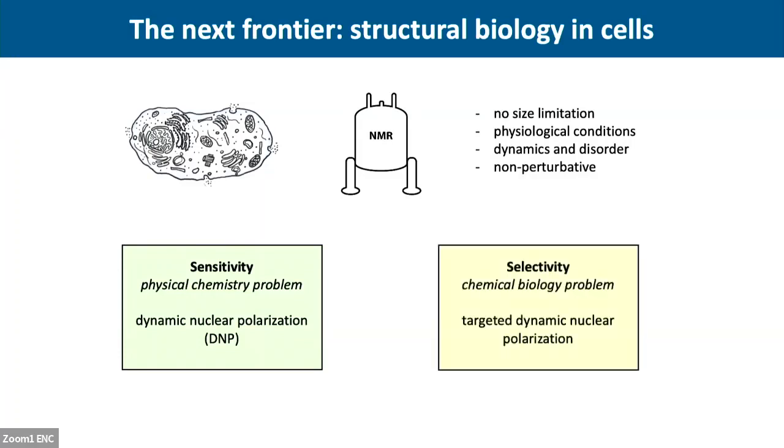On the other hand, the second S problem for in-cell NMR is selectivity. How are we going to even select our favorite molecule from the cellular environment among all the other molecules that are present there? I tend to think of this as a chemical biology problem, because chemical biologists for a long time have worried about and developed tools to select specific molecules in the cellular environment. And so my group combines the tools of physical chemistry together with the tools of chemical biology to develop targeted DNP approaches for in-cell applications.